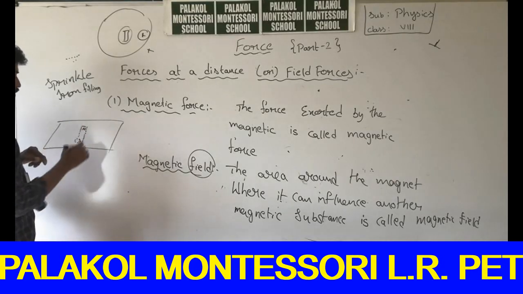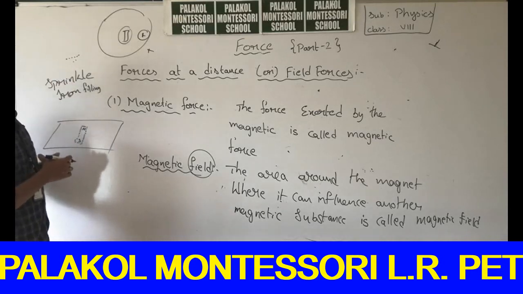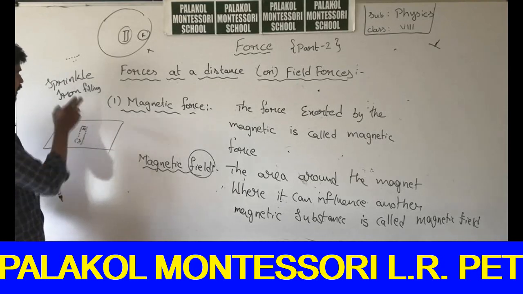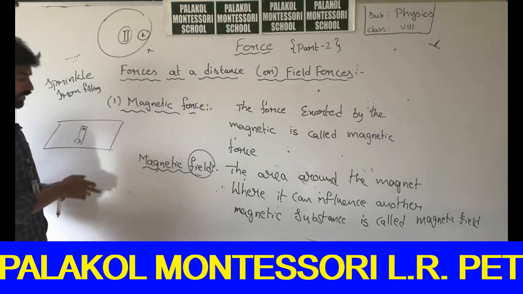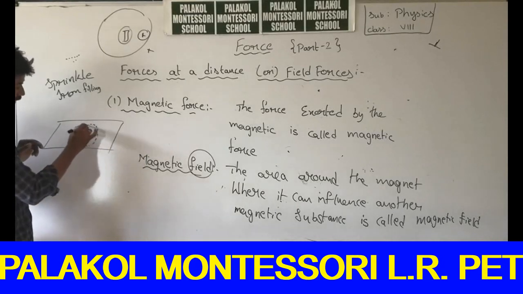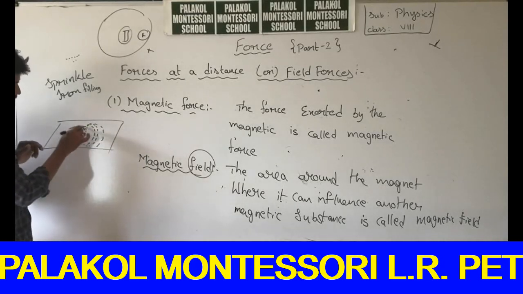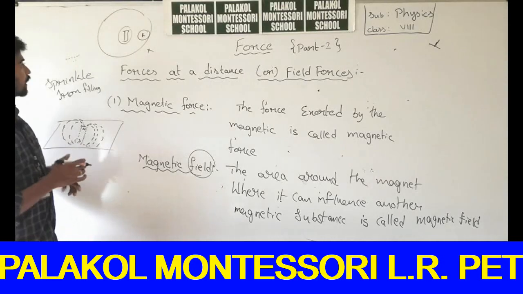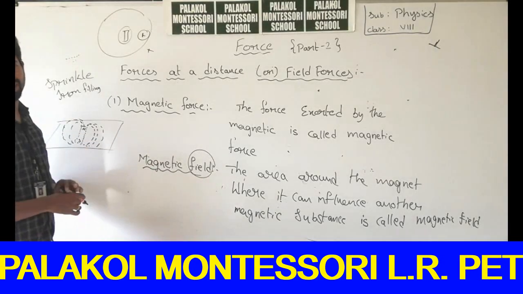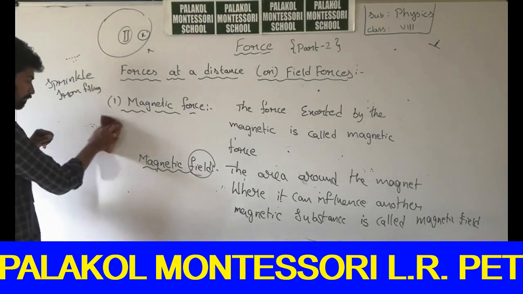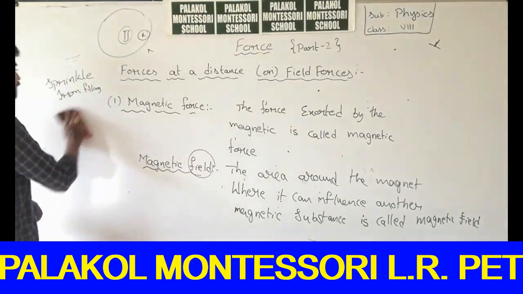the white paper. So, if you sprinkle the iron filings on the paper and just tap like this, what happens? The iron filings will arrange in a particular pattern. They will occupy some place around the magnet. That place is nothing but the magnetic field. In such a way, you can also observe the magnetic field around the magnet.